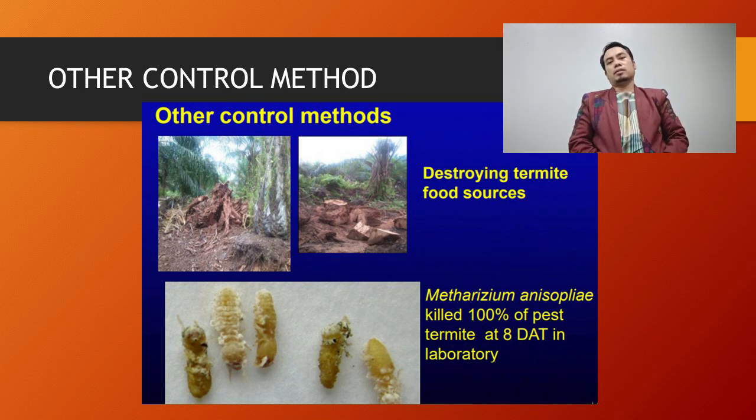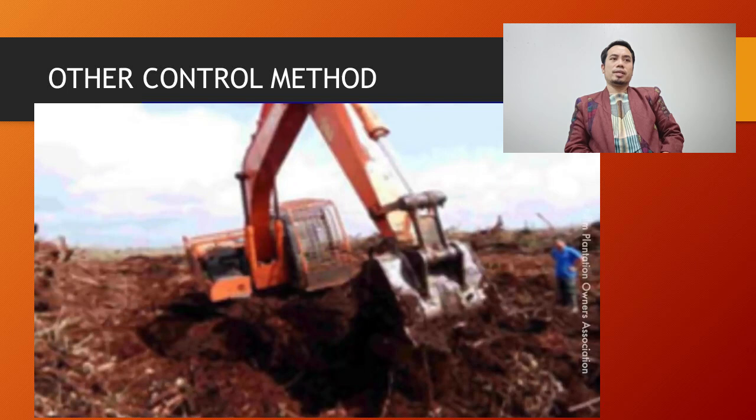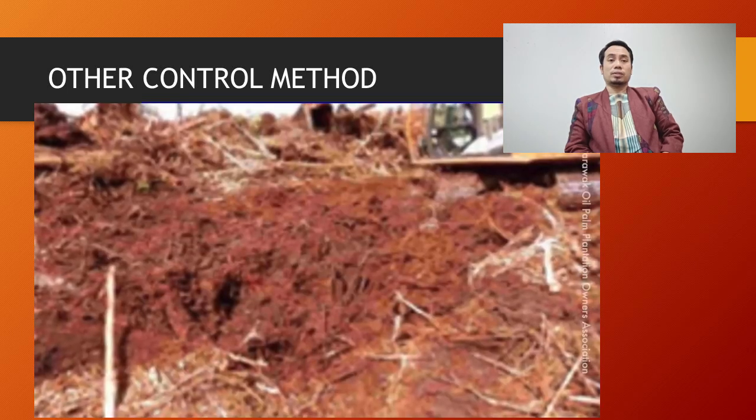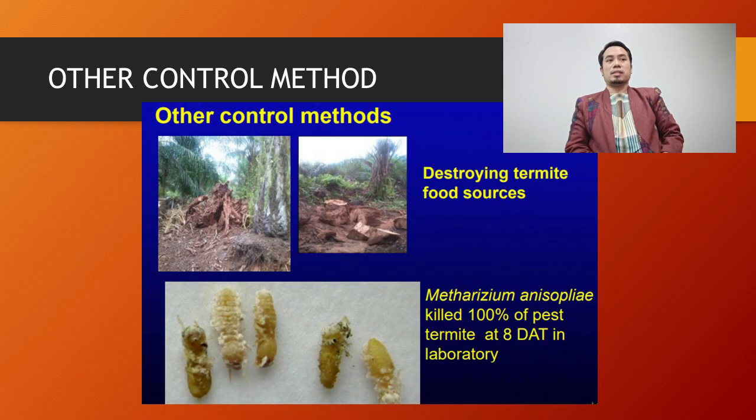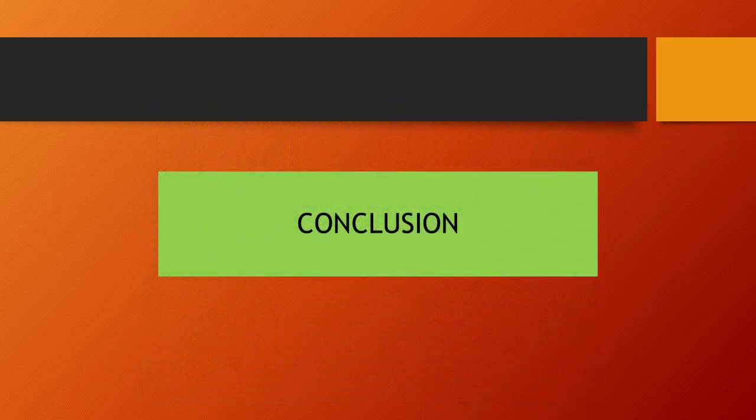Also, another method of control is that we must clear the infected land for the termites. So we destroy the food source, the termite food source. Then we do a mechanical method to kill them.